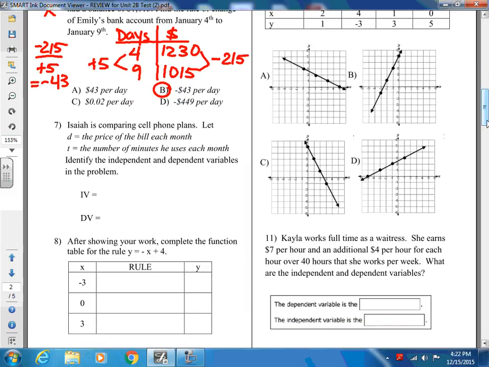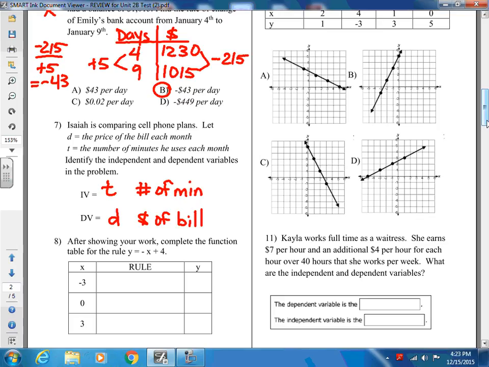You do not have a formula, you just have a situation, right? So Isaiah is comparing cell phone plans. D is the price of the bill every month, and T is the number of minutes he uses each month, right? The price of the bill depends on how many minutes he's using. So that means that the dependent variable is the D, or the price of the bill. Okay, and the independent variable is the time, the T, which is the number of minutes, because the price of his bill is going to depend on how many minutes he's actually using.